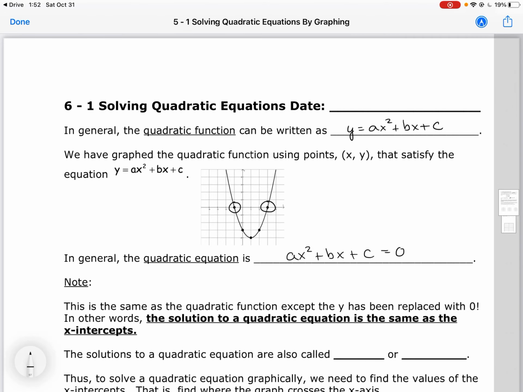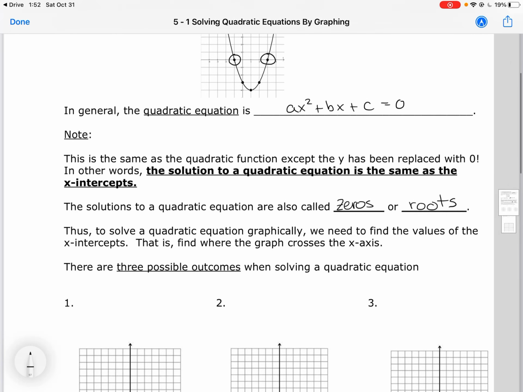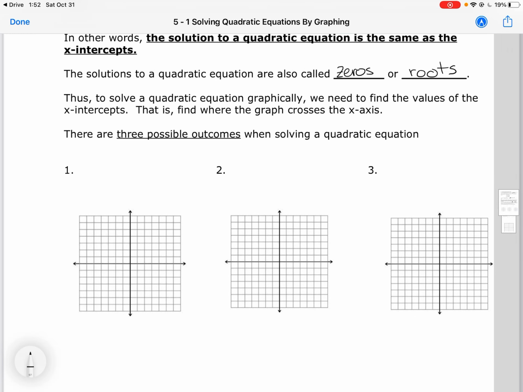So these 2 points right here on this particular parabola. Sometimes they are also called zeros or roots. So to solve a quadratic equation graphically, we need to find the values of the x-intercept, which is where the graph crosses the x-axis. There are 3 possible outcomes when you're solving a quadratic equation.